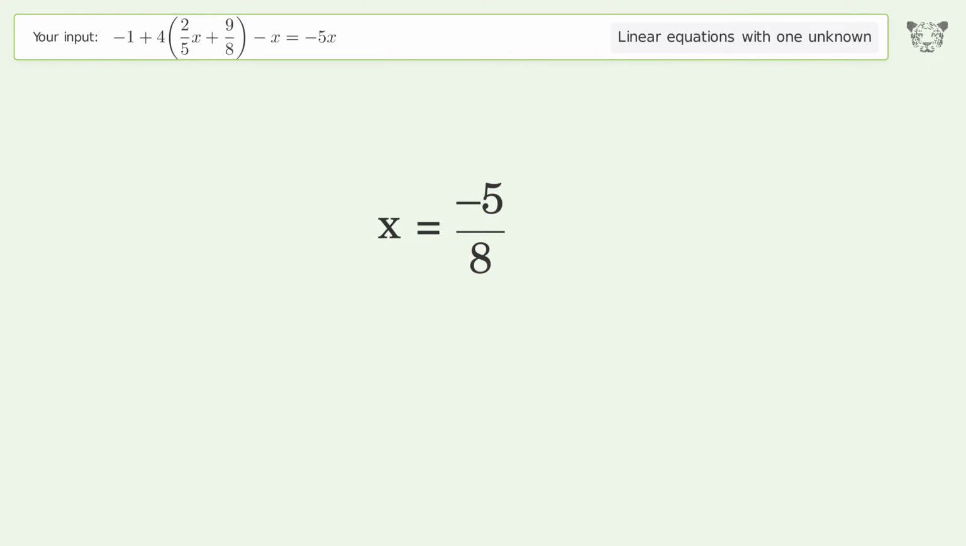And so the final result is x equals -5/8.